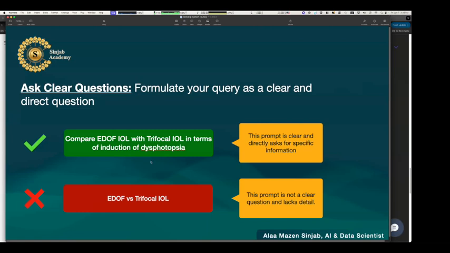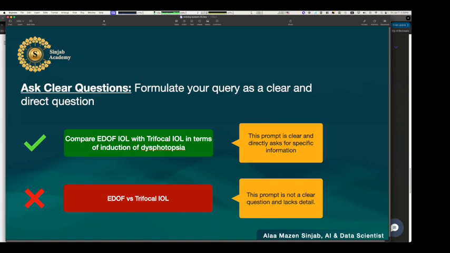All right. The last one here is to ask clear questions, right? So also more context, but also more clear. We can just say, EDOF versus trifocal IOL. As a human, we understand that it means please compare between these two based on, for example, dysphotopsia, the quality of vision, and so on. Here, the best way is to compare both in terms of something specific, dysphotopsia, for example.